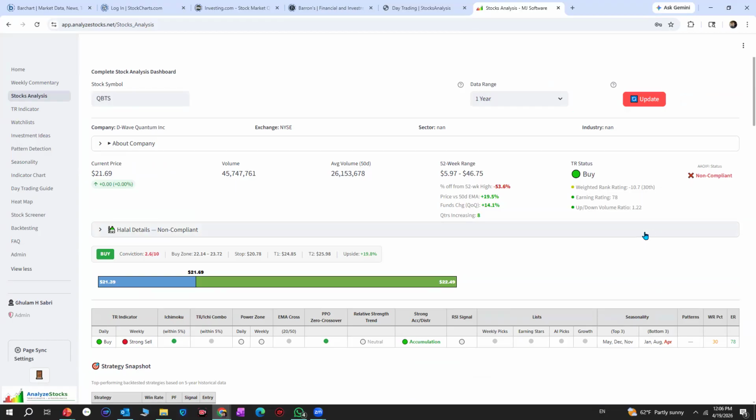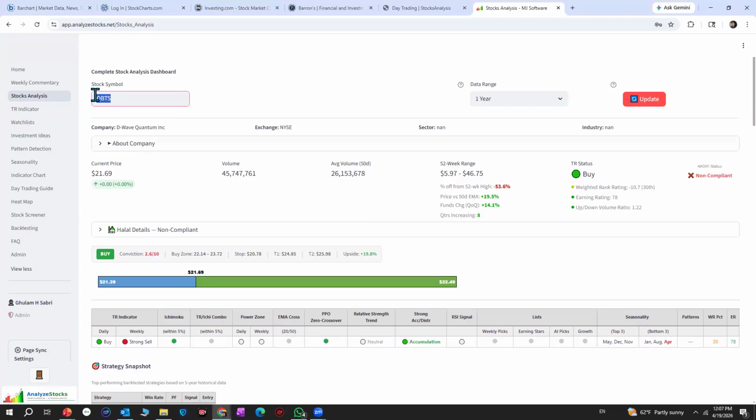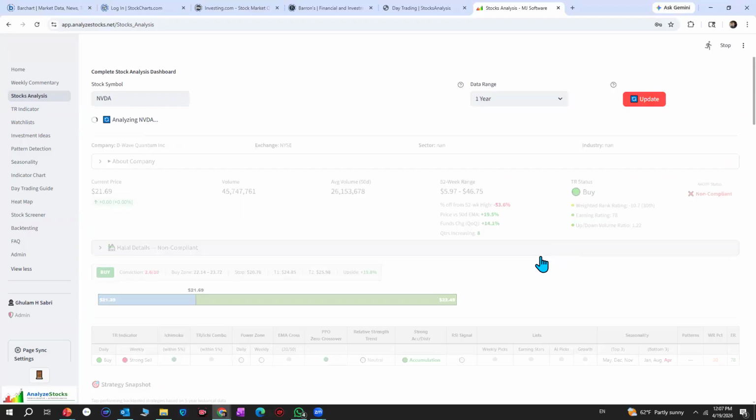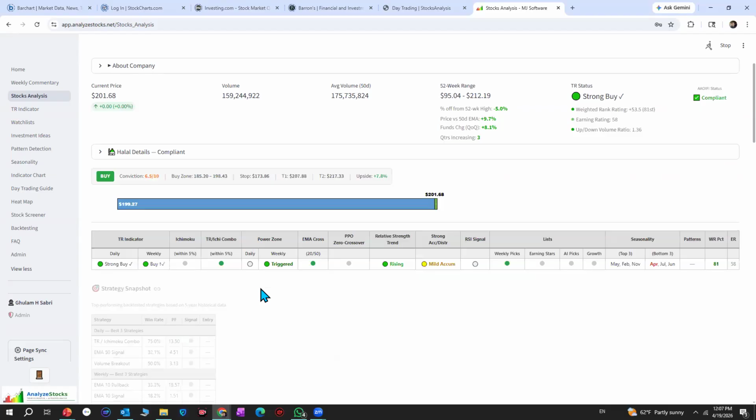Now, for those of you who are customers of this, I have added another indicator, power zone, daily and weekly, which I'm going to have a separate session on, and it has been added here. For example, if you analyze NVIDIA here and update this, you will find the power zone is giving a weekly trigger right here. And that's why its conviction score is going to 6.5.